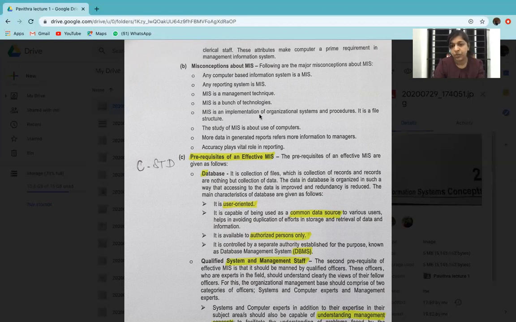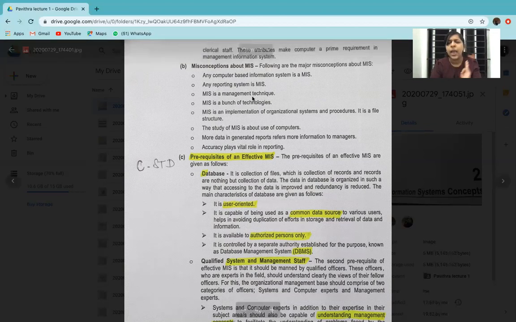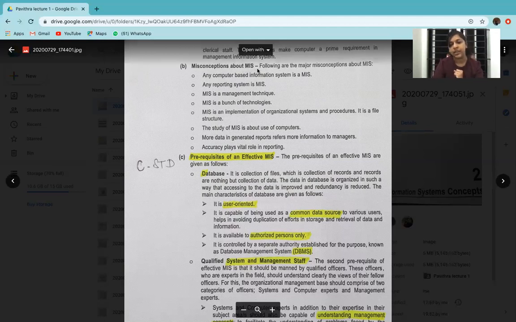MIS is an implementation of the organizational system. Study of MIS is about the use of computers. And more data means more information, and accuracy is of high importance. These are the misconceptions about MIS. So first, any computer-based system is MIS, any reporting system is MIS, MIS is a management technique, MIS is a bunch of technologies, MIS is an implementation of the organizational system, study of MIS is about the use of computers, more data means more information, and accuracy plays a high importance. These are the misconceptions about MIS.